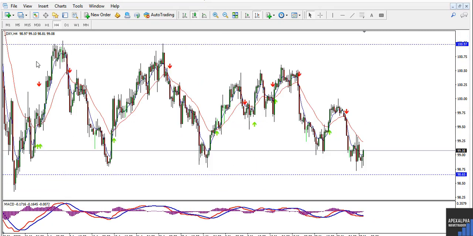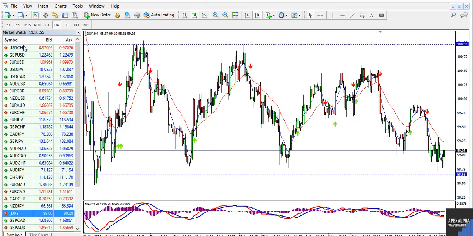Okay, so now that you've determined this from the dollar index, you can now begin to look at your pairs. You can follow them in chronological order, if you have them arranged alphabetically, or you can just go to the pair that you want to analyze.